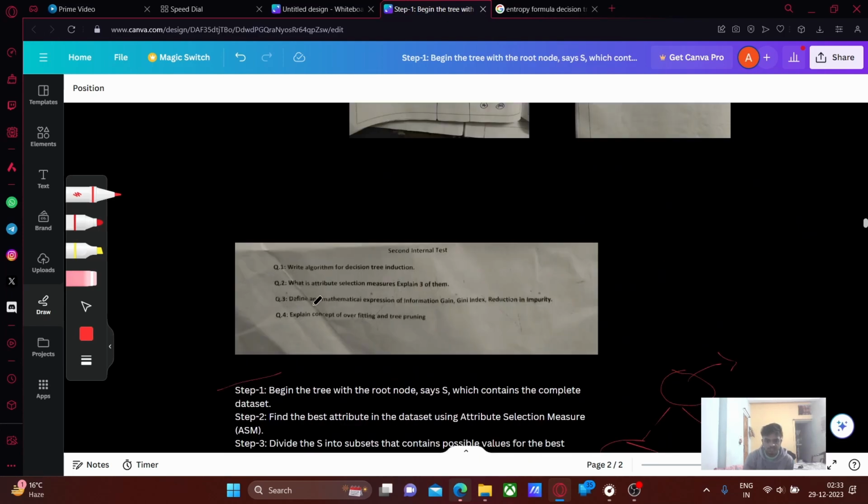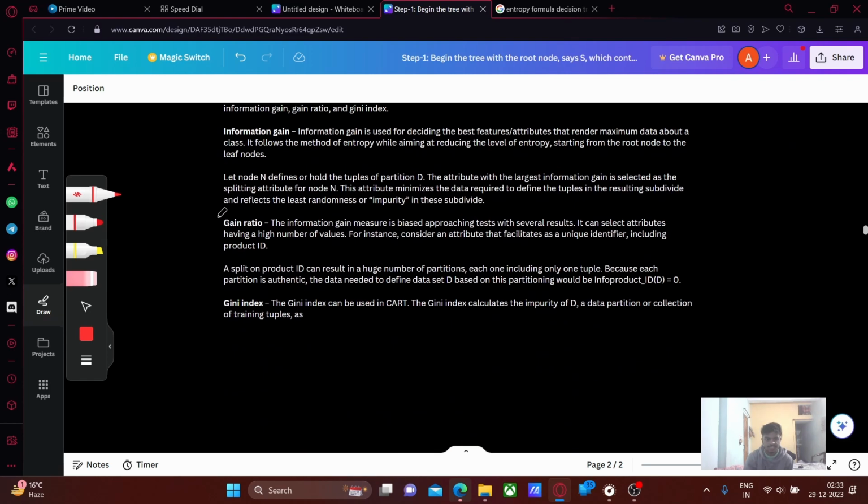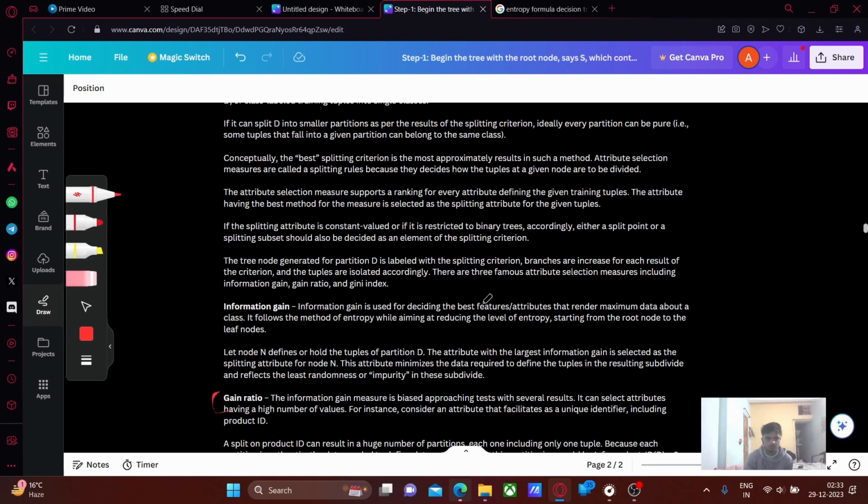Now question 3 is, define a mathematical expression of information gain, Gini index and reduction in impurity. So the same answer answers our third question.